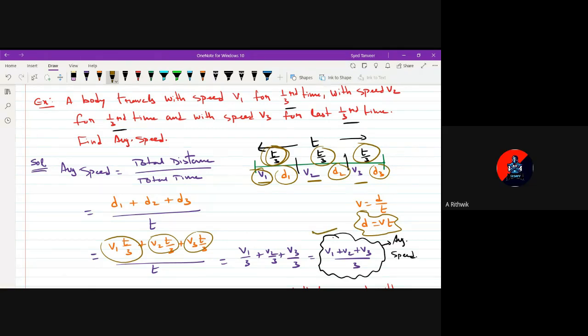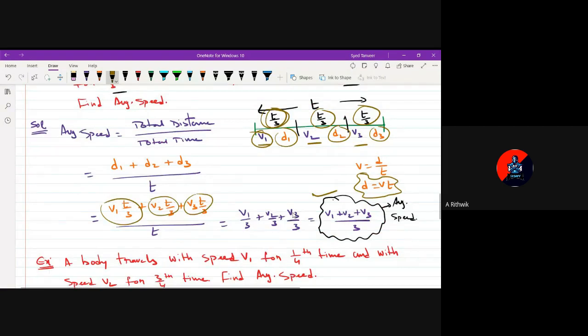Why did we get the denominator as 3, sir, in the middle? That I didn't understand. That purple, yes, sir, that one. Here t will get cancelled, no? In the numerator, I can take t common. This t, this t, this t. If taken out, t comes common. This t will cancel this t. T is gone. Then what do you have? v1 by 3 plus v2 by 3 plus v3 by 3. Okay, sir.